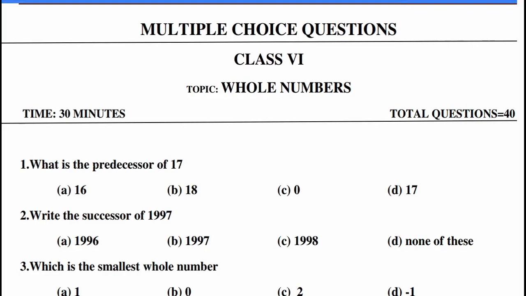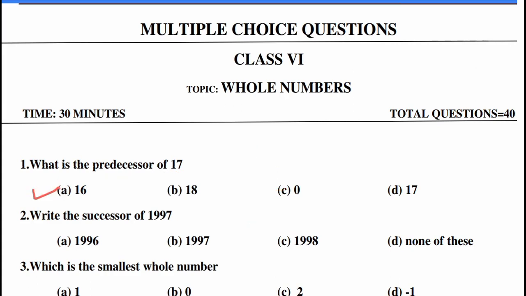Today we will learn MCQ of chapter 2 whole numbers of class 6. First question is, what is the predecessor of 17? And first of all, what is predecessor? It is the previous number of the given number. So you can also get the predecessor by subtracting 1 from the given number. So 17 minus 1 is equal to 16. So we can say that the predecessor of 17 is 16. And here is the option A.